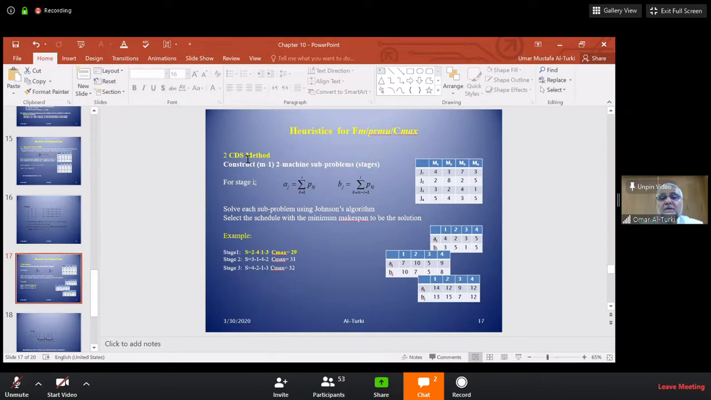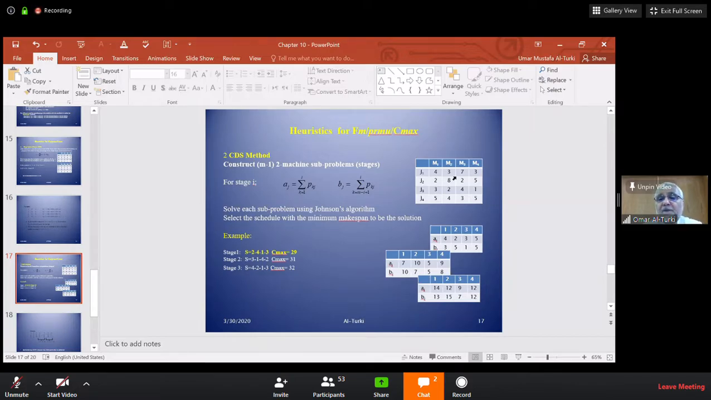Anyway, they suggested this solution. This solution depends on the two machine problem, similar to Johnson. What they are saying is that we will convert the n machine problem not into a single two machine problem, but into multiple two machine problems. I will generate several two machine problems, and each one I will solve using Johnson. The solutions will be candidates to be optimal.